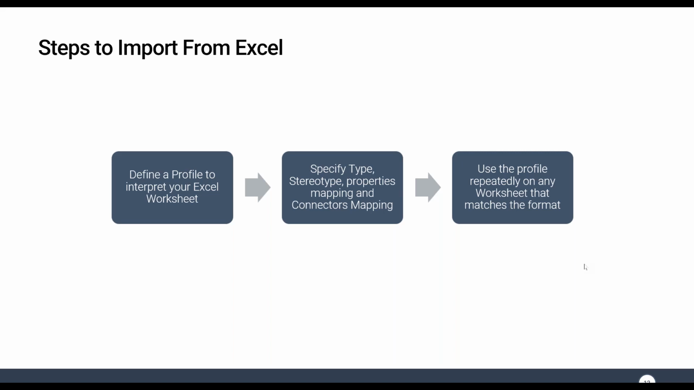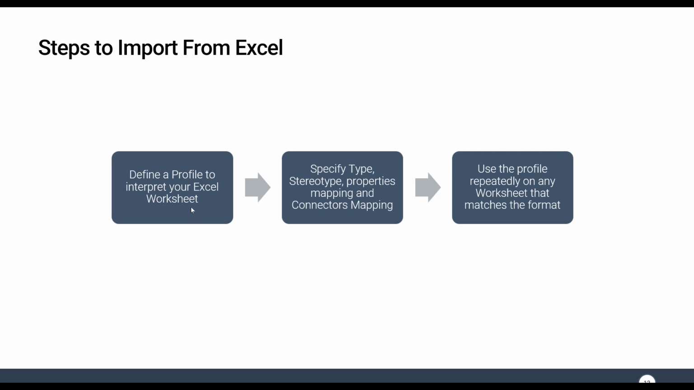I'm not going to go deep into Word, but the same concept can be applied to a Word import as well. So the three steps to import from Excel are: firstly, you need to have a profile to interpret your Excel worksheet. So EA is just a machine. It's a tool, and you need to tell it what the columns in your Excel are supposed to be interpreted as.